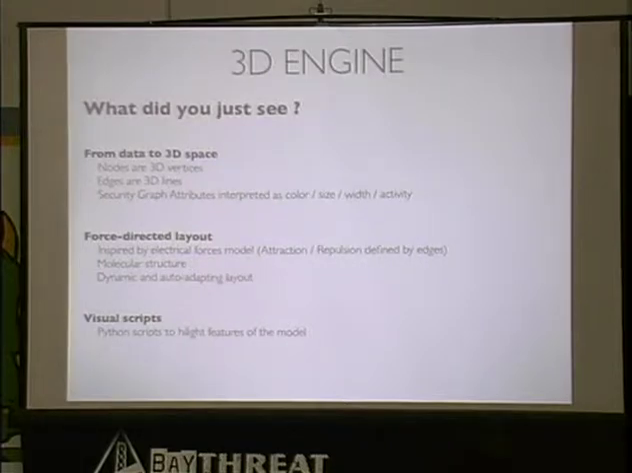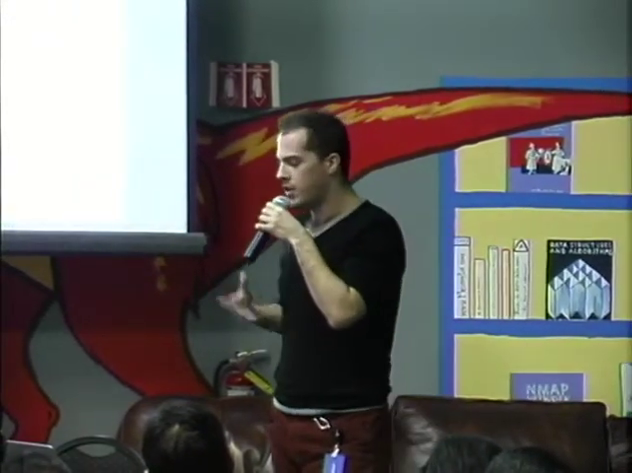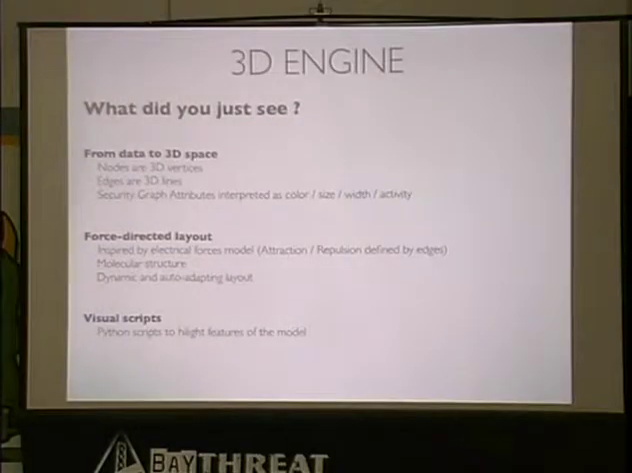And the animation at the beginning that you've seen, like the expanding phase, is basically called the force-directed algorithm. It's super simple. It's inspired by electrical force models. Basically, if two nodes are connected, they attract each other. If they're not, then they repel each other. So you end up having something that has a molecular structure and that expands in space once you actually start running the physics engine. The main reason we want to use something like this is because it's a dynamic and auto-adapting layout. We can remove nodes, we can add nodes over time, and the layout just adapts itself. And of course, you've seen a couple of Python scripts highlighting the features of the model. We're going to come back to that later as well.